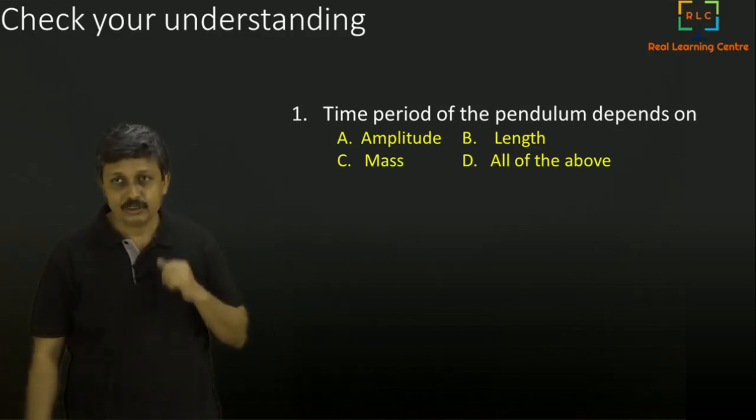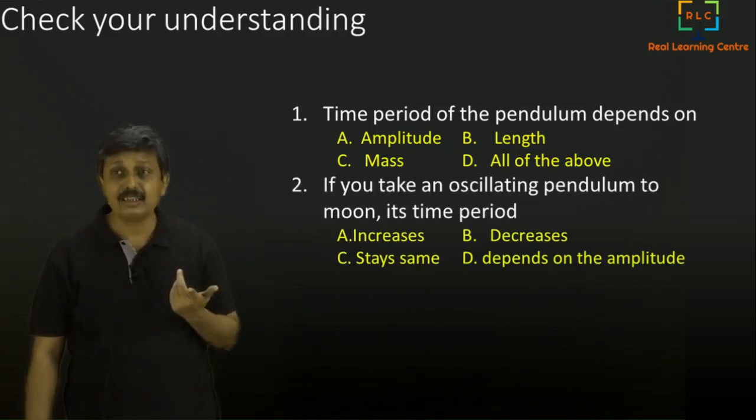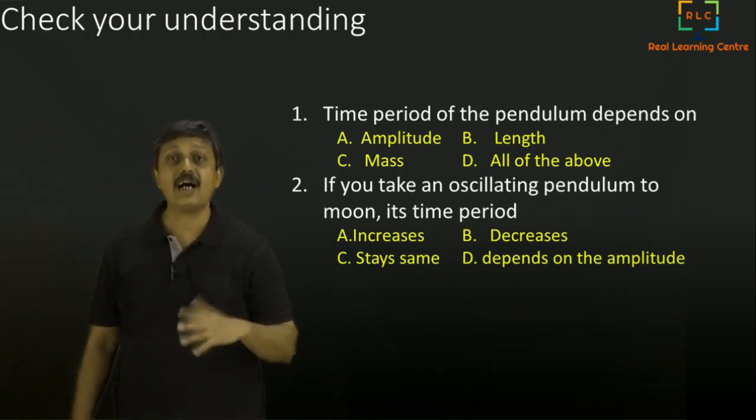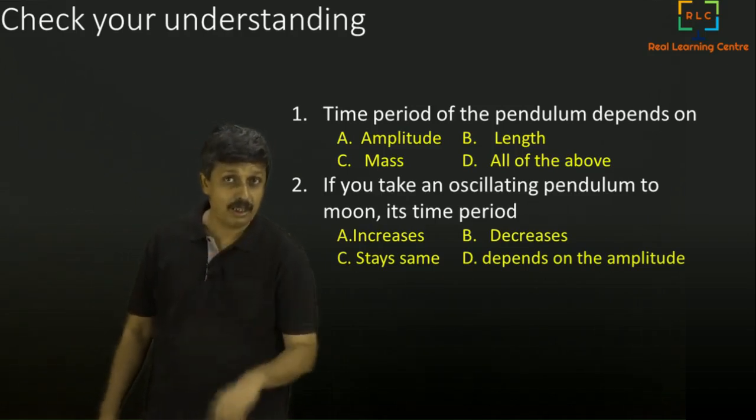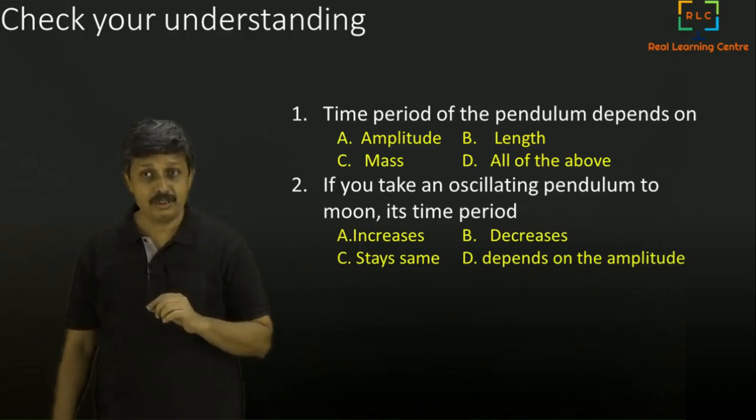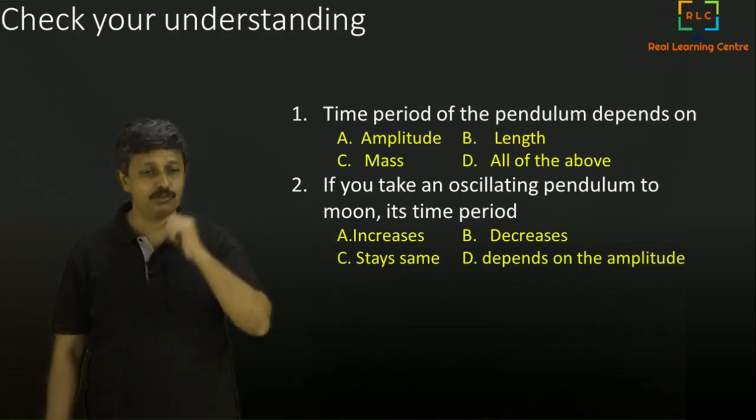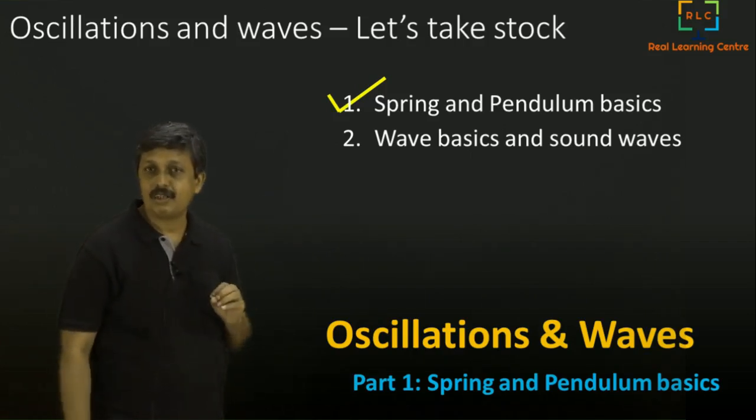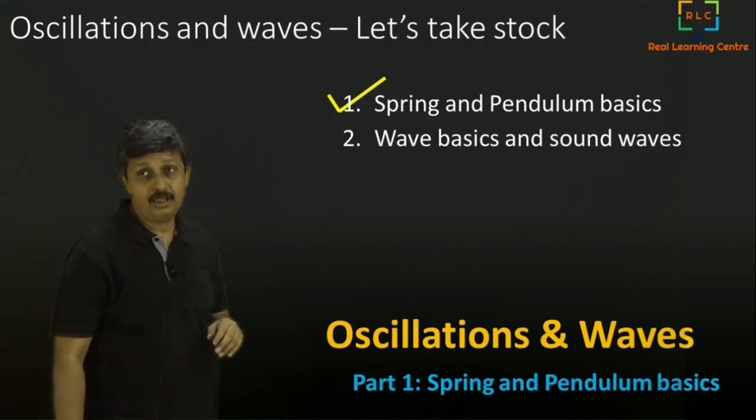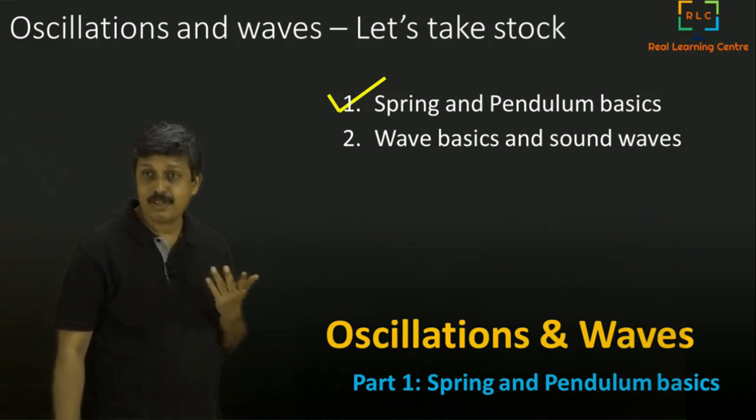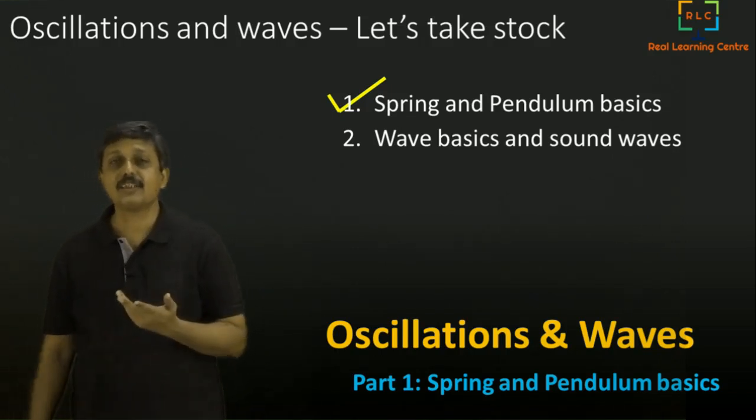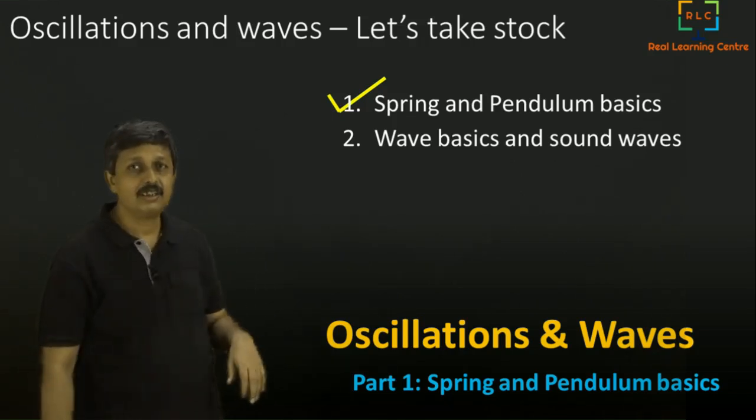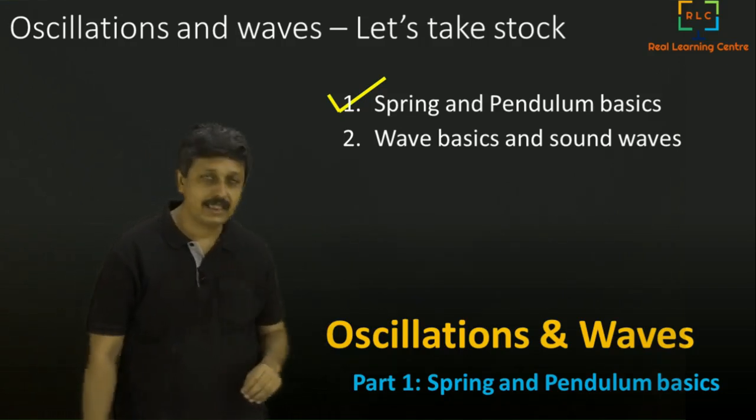Okay? Next question is, if you take an oscillating pendulum to the moon, what will happen to its time period? Will it increase or decrease? Look at the formula. T is equal to 2 pi root L by g. You should be able to answer this question. So we have now understood a little bit of the basics of what oscillations are and how we deal with spring and pendulum based oscillations. In the next session we will talk about wave basics and also move on to understanding the sound wave.